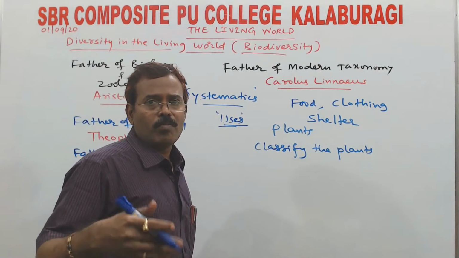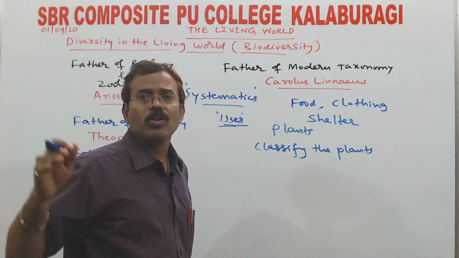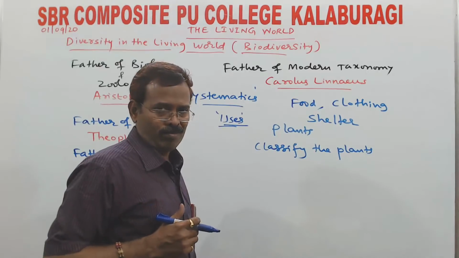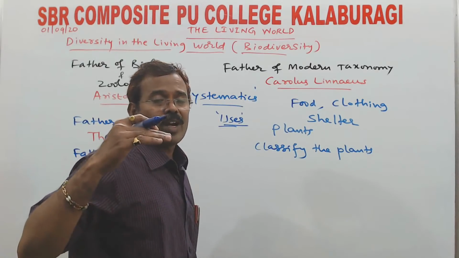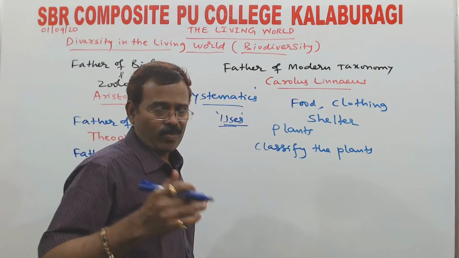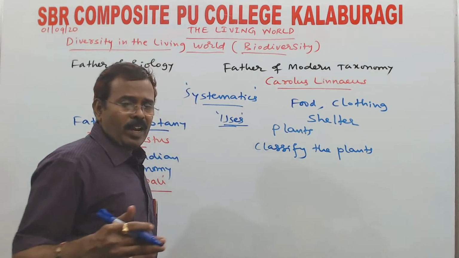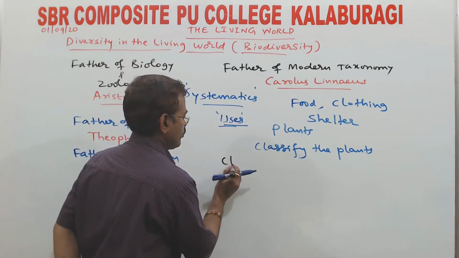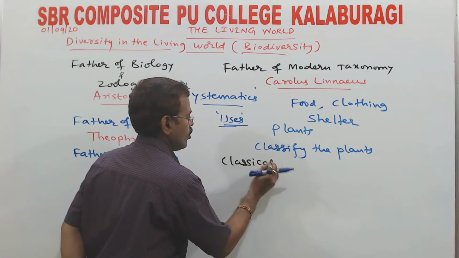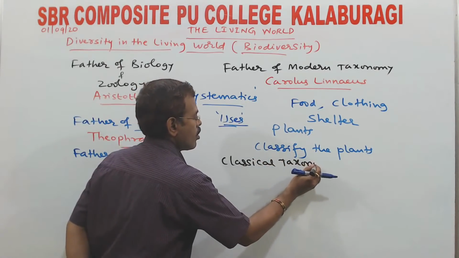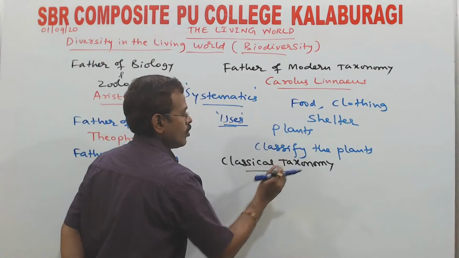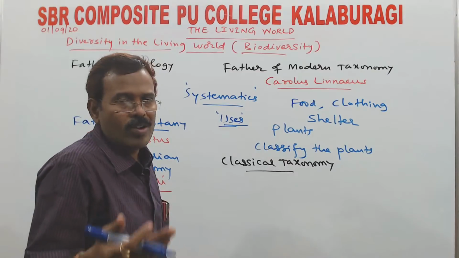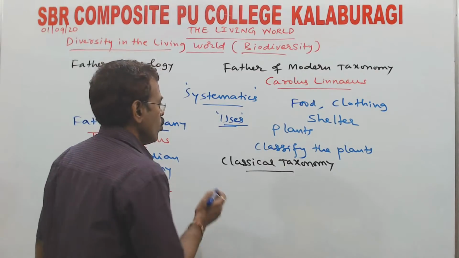That is in the very beginning, when human civilization started. In the beginning, man led a nomadic life. Man used to wander from one place to another place. So based on the uses, earlier these plants were grouped and classified. So the taxonomy that we followed in the beginning is classical taxonomy, the taxonomy which was followed earlier, old taxonomy.